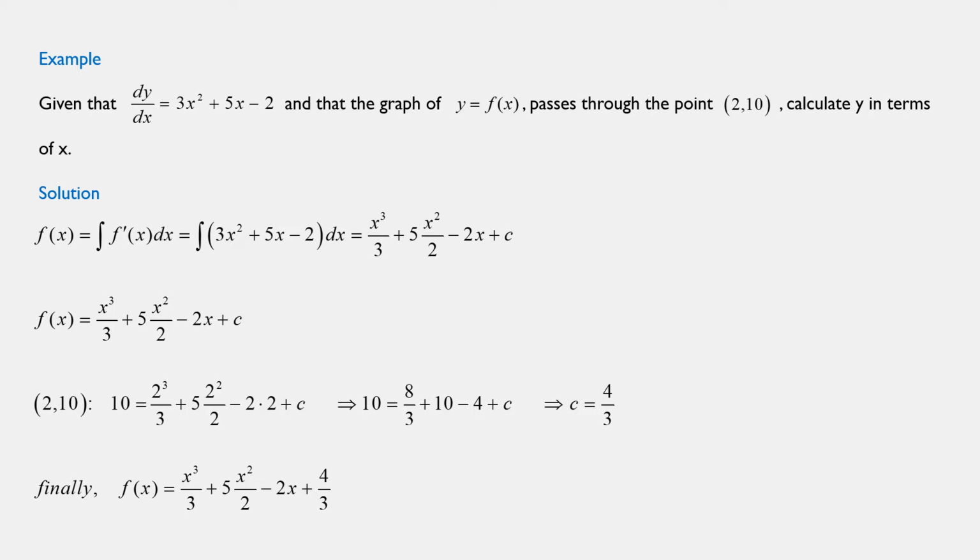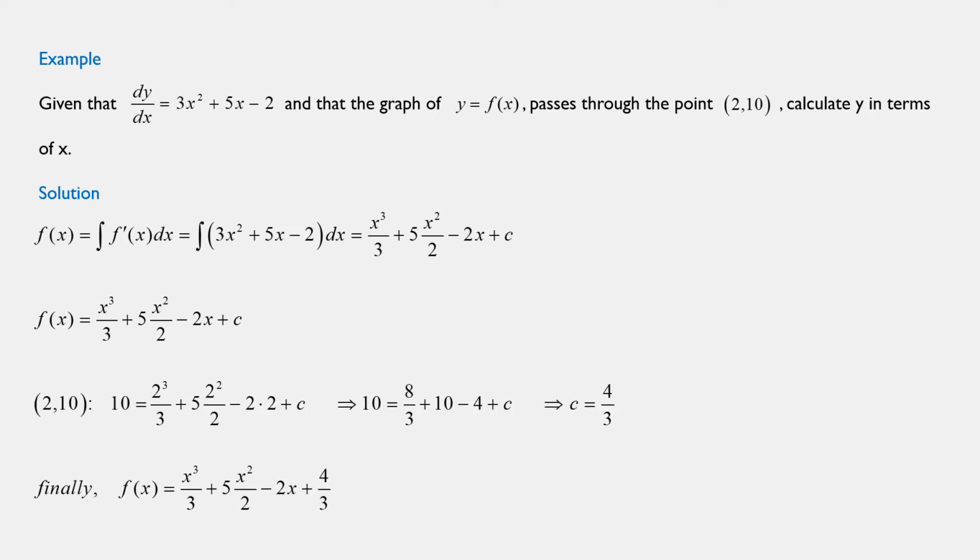Let's work some examples to make it look even easier. Given that dy over dx equals 3x squared plus 5x minus 2, and that the graph of y equals f of x passes through the point with coordinates 2 and 10, calculate y in terms of x. As I mentioned earlier, our first step will be to start with the equation f of x equals the indefinite integral of f prime of x dx.